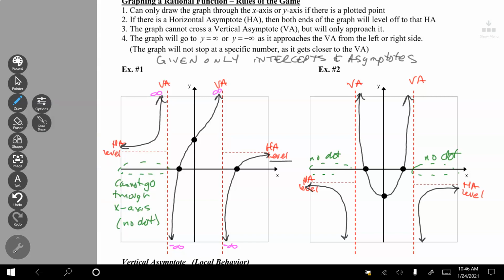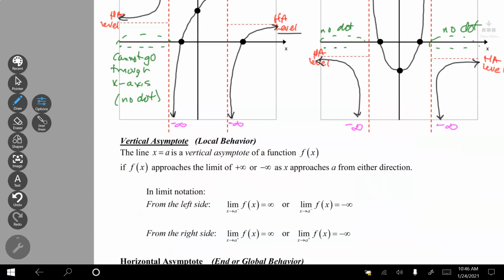Again, let's prove what I have. Next to the VA, this side is going down to negative infinity, this side is going up to infinity, this side is going up to infinity, and this side is going down to negative infinity. So that's what's going on with the graphs that we're going to draw today. So let's put some words to all this.